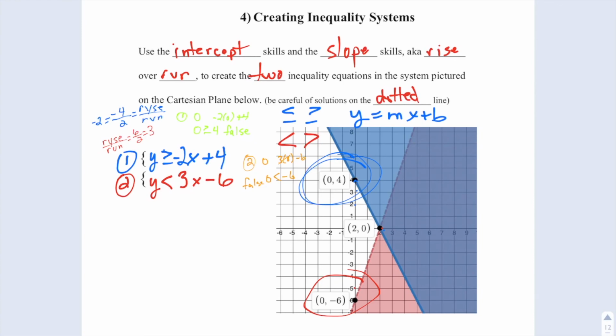So using our intercept and slope skills that we learned in our last booklet of inequalities, we can now build a system of inequalities from a graph rather easily.